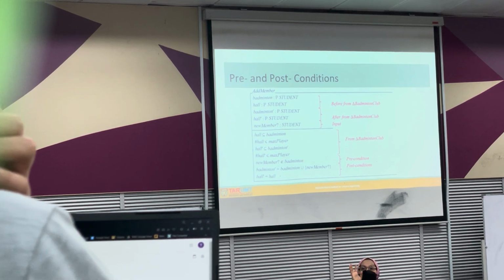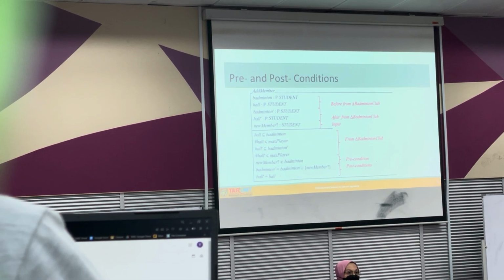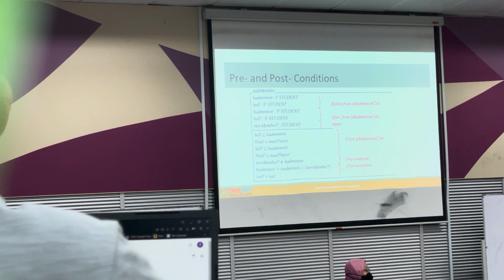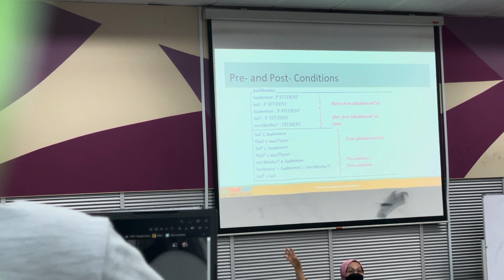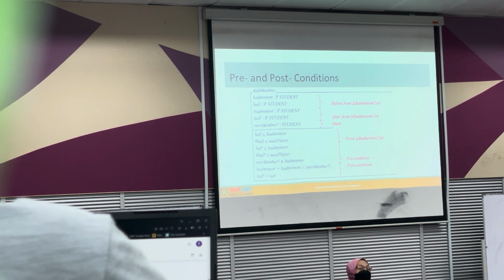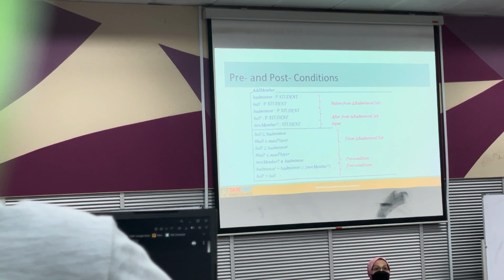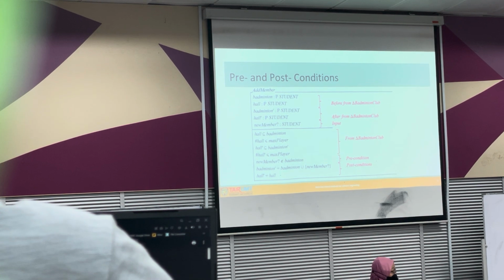So which database should I check? Should be badminton, right? Not hall. Hall is those who are playing in the badminton. Those in my database for the member is the badminton database. So I need to check from my badminton database record.